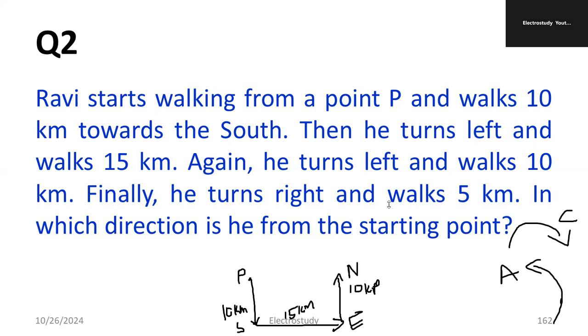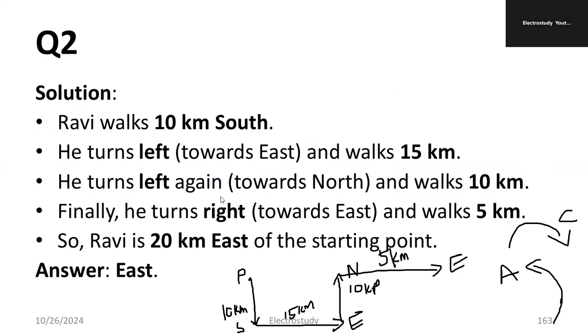Then he turns right, and again he's turning right. Turning right means we'll go for the clockwise direction. So again he turns right and walks 5 kilometers. First of all, you try to draw the schematic diagram. So now we can confirm it.